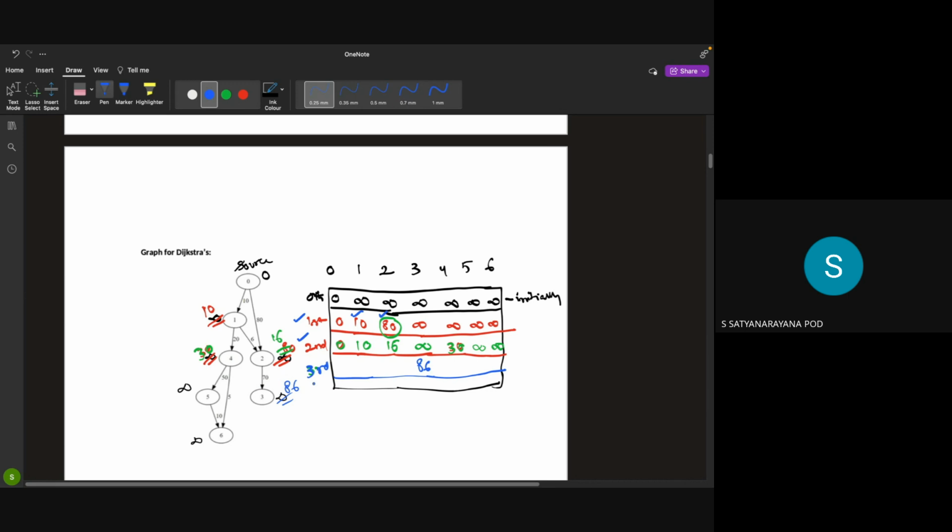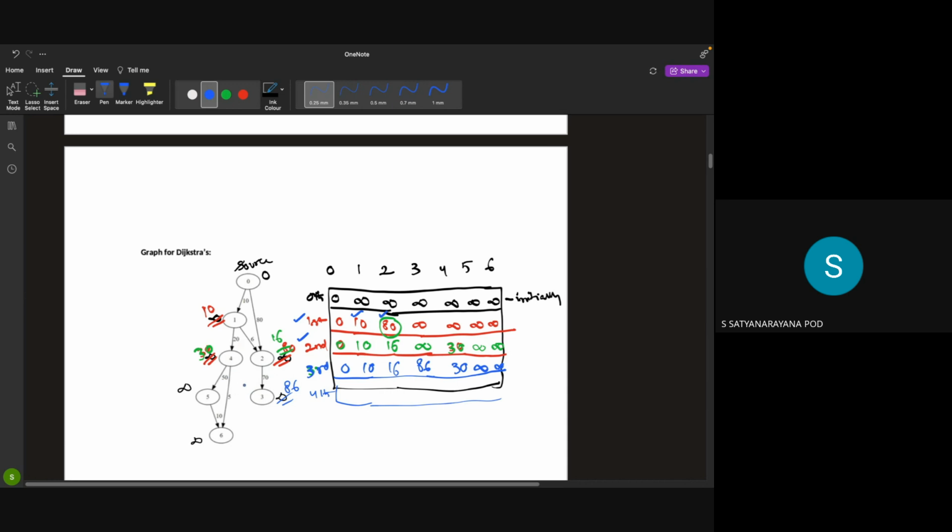After that, 2 is 86, done. From this 2 there are no more adjacents. Is it right? So the rest of them remain as they are: 16, 30, infinite. Now we are going for another level. Another level means from the 4 we are going, maybe it is called the fourth one.